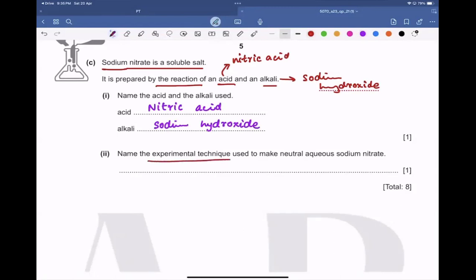Name the experimental technique used to make neutral aqueous sodium nitrate. Yes, by which technique can we prepare this salt when both the acid and alkali are used? Very good, Zainab. It's titration.